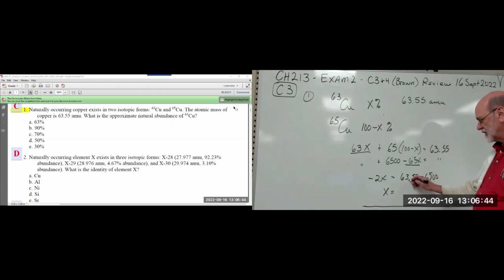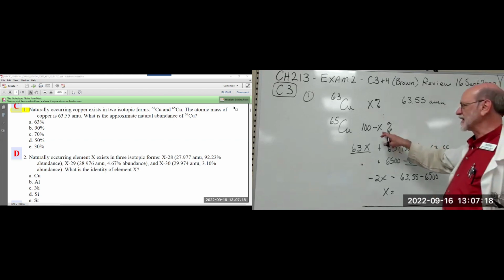So now this is going to be a negative number, 6,500 and 63.55. Is that going to work? I don't think it's going to work. Do you? No, I don't believe it's going to work. It's going to give us a huge number. So there had to be accounting for the percent in here somewhere.